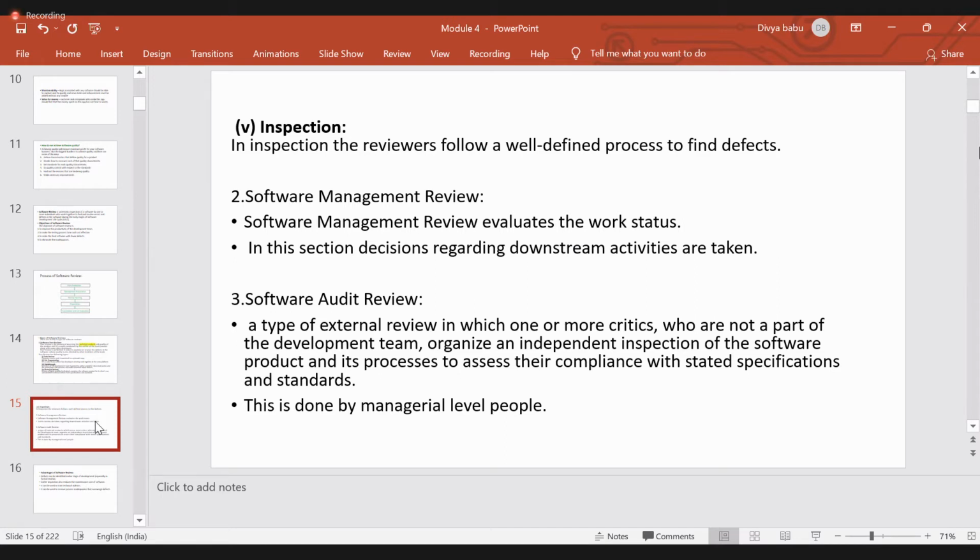In this session, regarding downstream activities, there are different levels of managers. So the hierarchy is there. Those people are monitoring the lower level people.